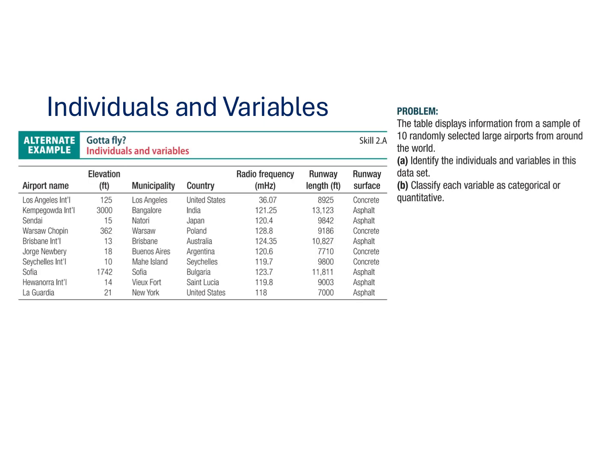So let's work through one quick example. This example is an alternate example from our textbook, so it doesn't appear in your textbook, only mine. And it's called Gotta Fly. The problem statement over here says the table displays information from a sample of 10 randomly selected large airports from around the world. First, we want to identify the individuals and variables in the data set.